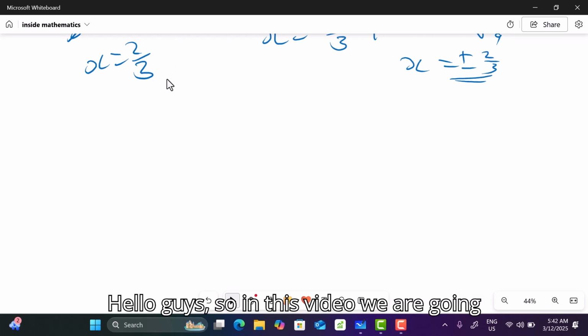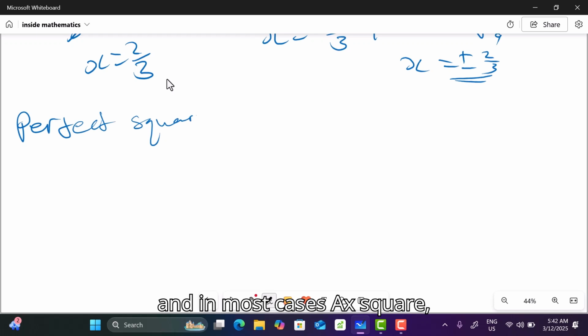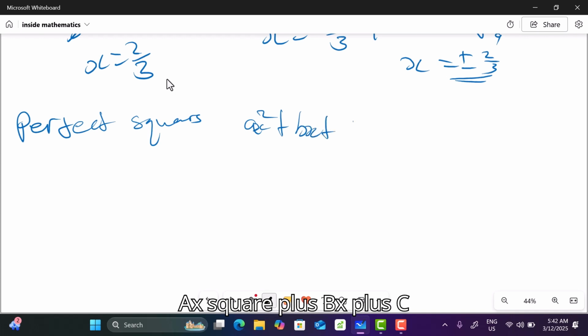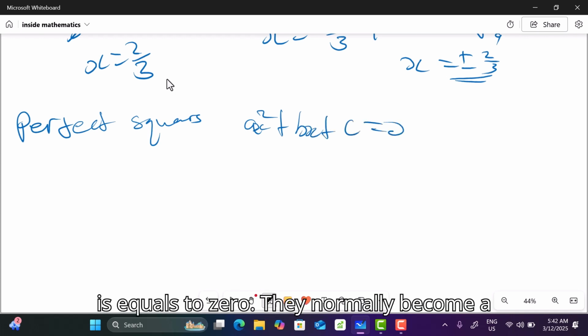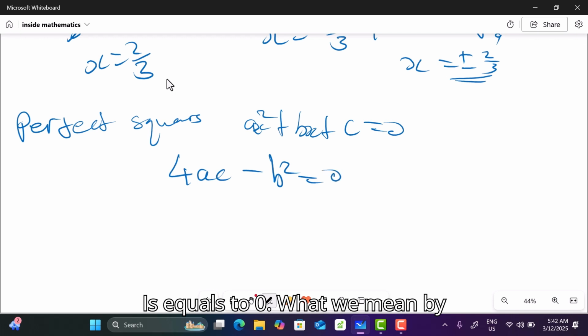Alright, so in this video we are going to look into perfect squares. In most cases, ax square plus bx plus c equals 0 normally becomes a perfect square when 4ac minus b square is equal to 0.